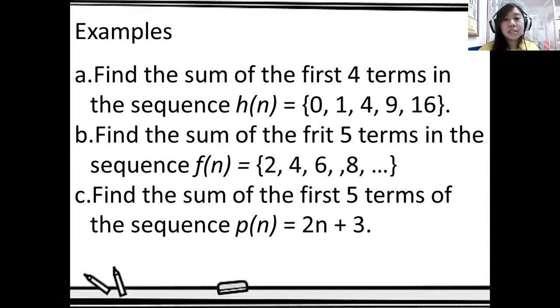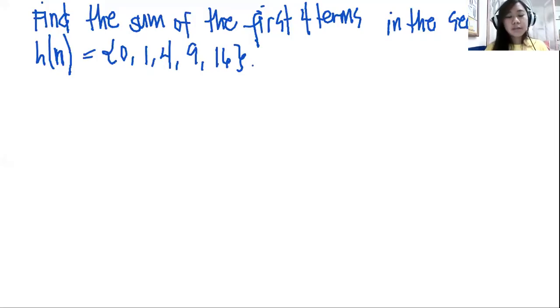Find the sum of the first 4 terms in the sequence h of n is equal to 0, 1, 4, 9, and 16. So when we say sum, we get all of them using the operation addition. So the sum of 4 terms. Okay, so n is a series. How many terms are we looking for? The sum of the first 4 terms.